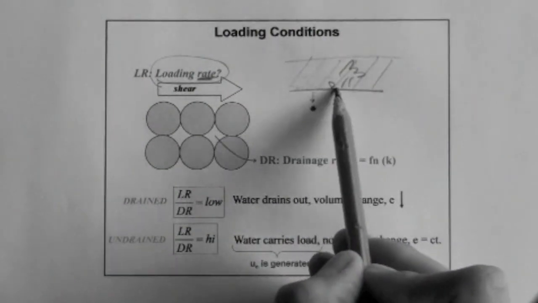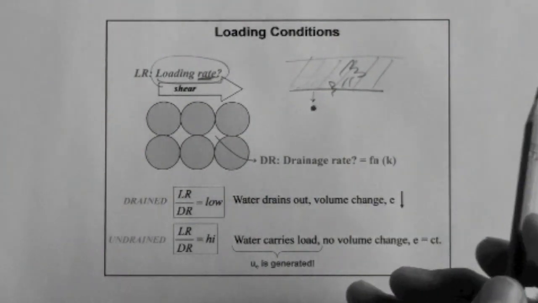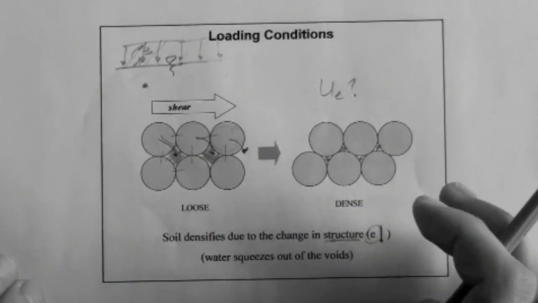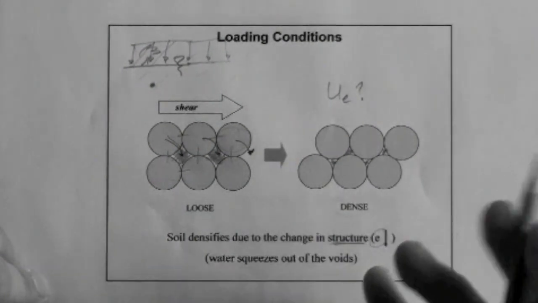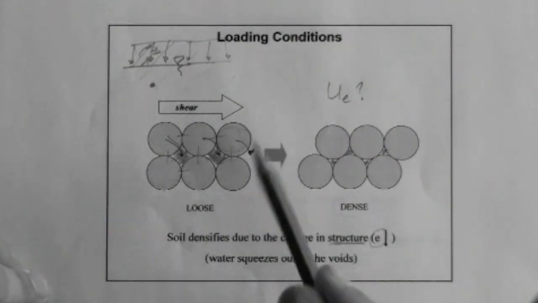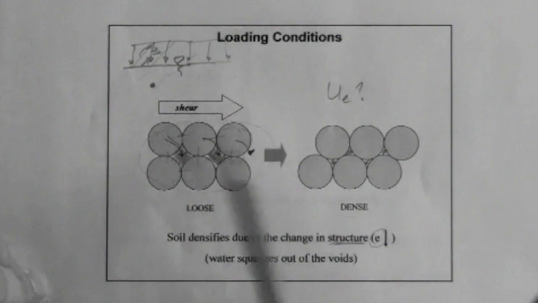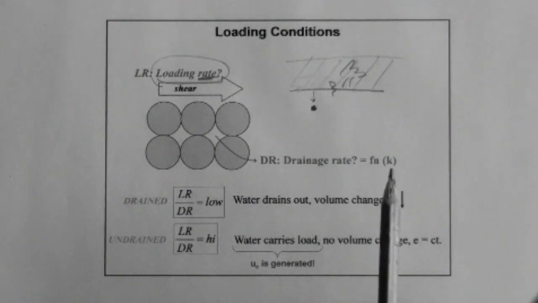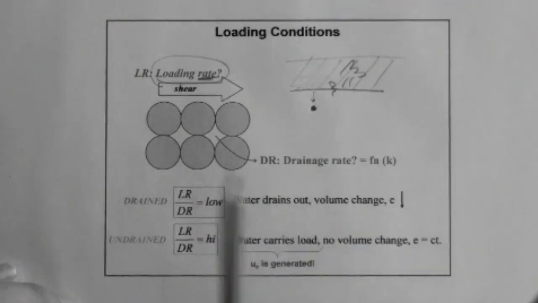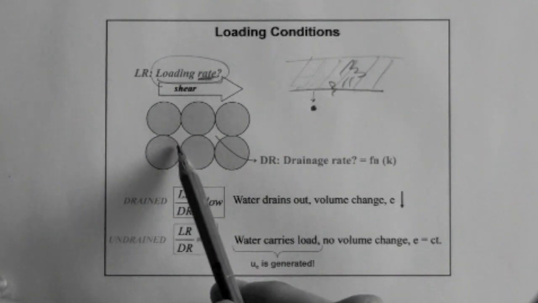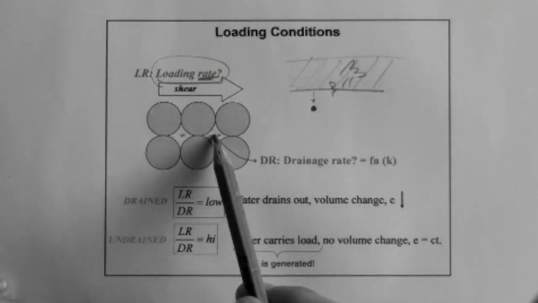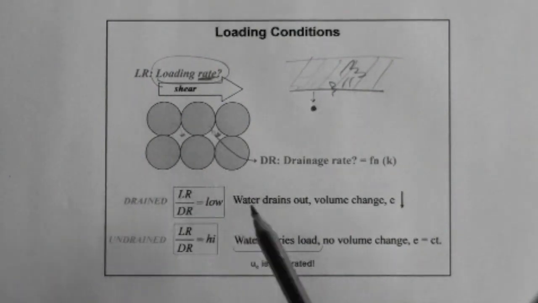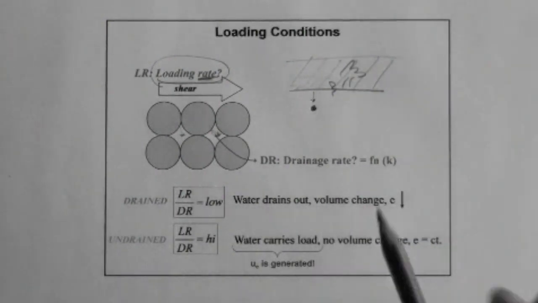Now, as we are constructing, particles are responding by being loaded, right? So the particles tend to want to do this. From this system, they want to attain this system, okay? Now, as the particles move relative to each other, they compress the fluid, and then the fluid has to escape the void, some of it, right? Consolidation.